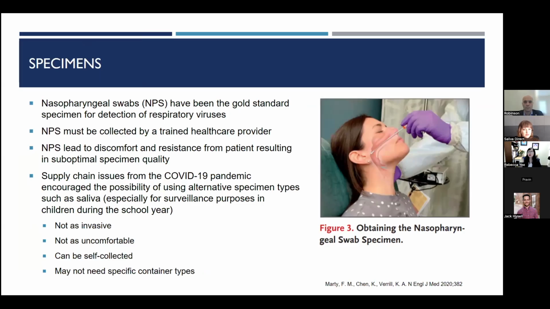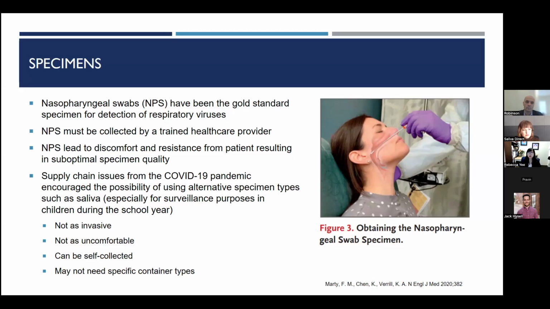So NP swabs generally have been the gold standard for detection of respiratory viruses. However, collection of an NP swab has to be done by a trained healthcare provider. And of course, many of us who have gotten an NP swab remember how discomforting that is. Also, as you're getting swabbed, sometimes we may actually resist the swabbing process, and that can lead to suboptimal specimen quality.